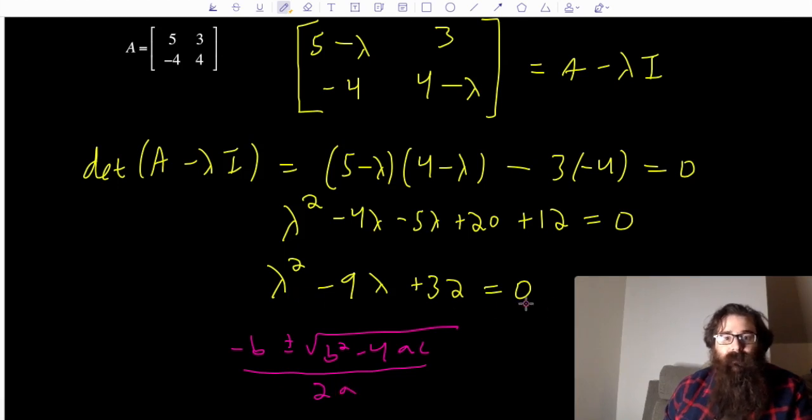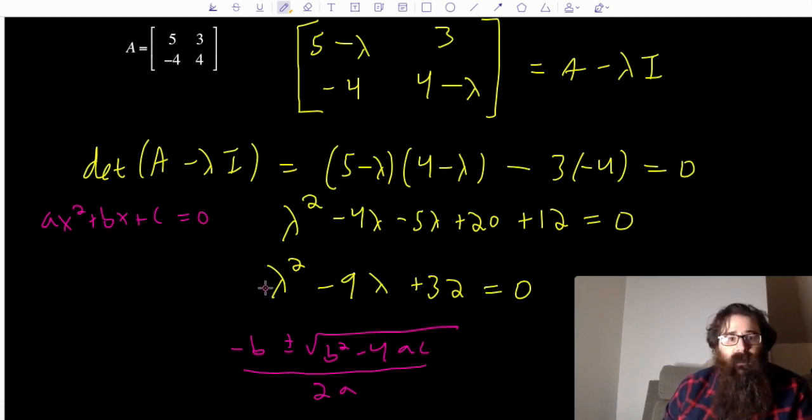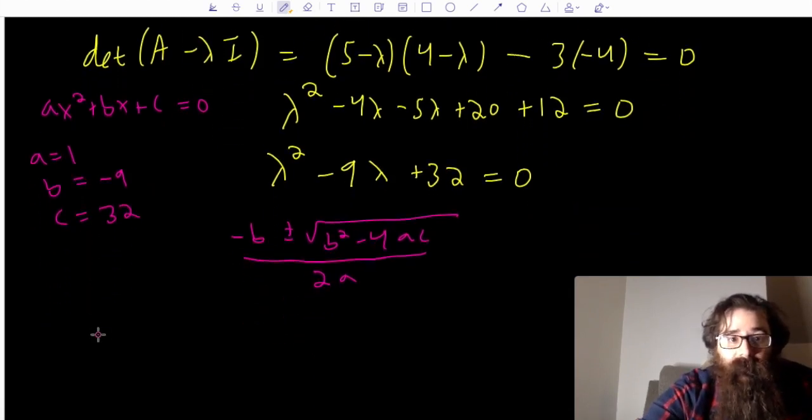In this case, we're thinking about a polynomial, and traditionally thinking about ax squared plus bx plus c equals 0. But here I have a polynomial on lambda instead of x, but I still go about this the same way. What is a? Well, my coefficient on lambda squared isn't really there, which means it's 1. A is 1. B, my coefficient on lambda, is -9. And C is 32. And I just start dropping these values in.